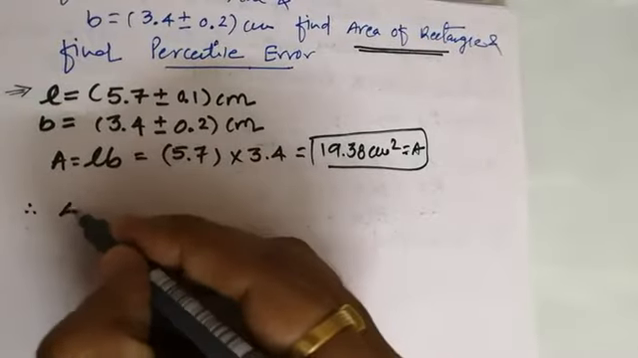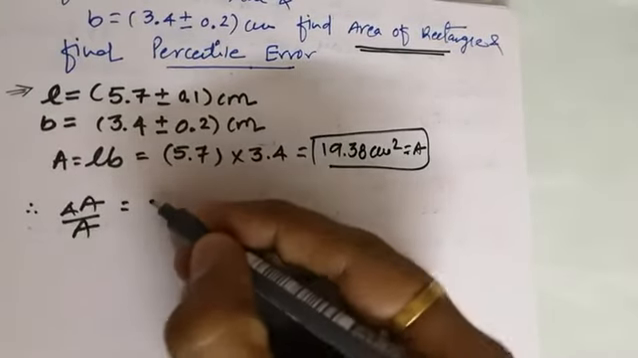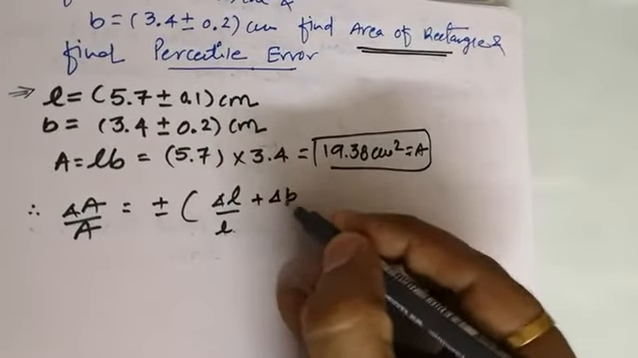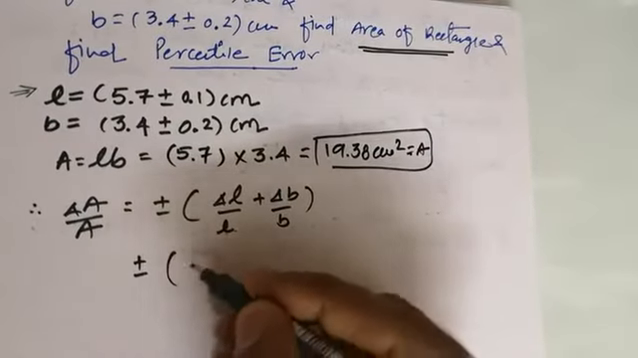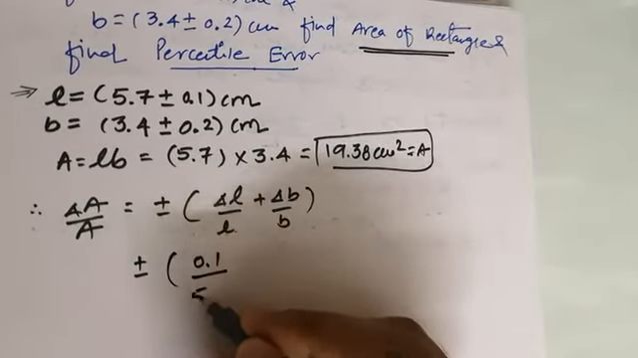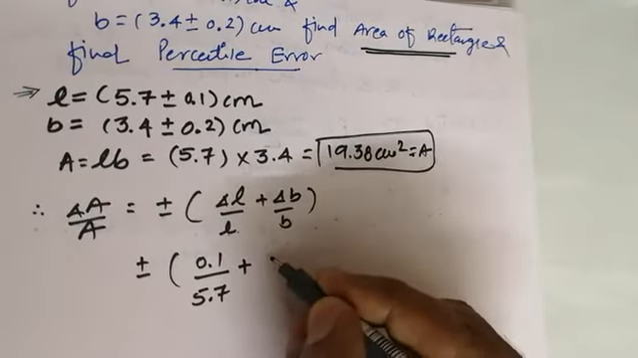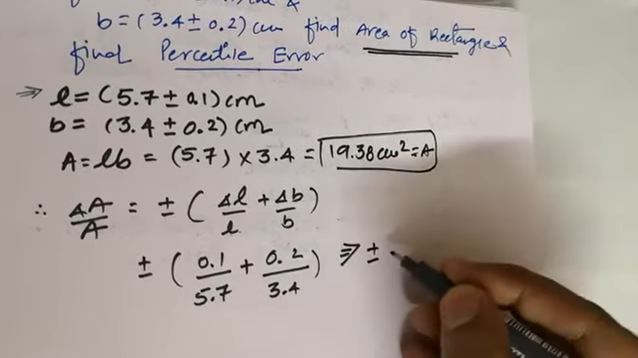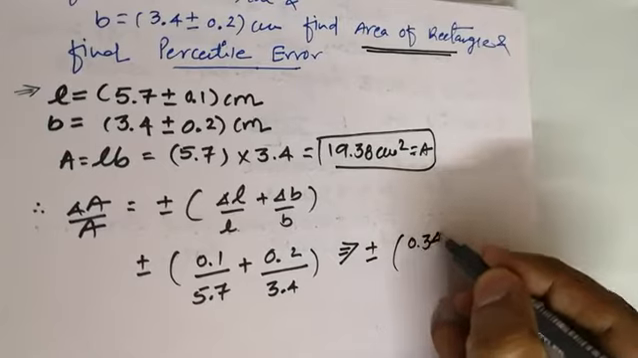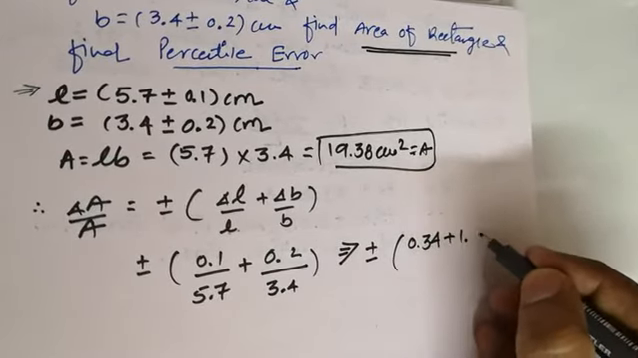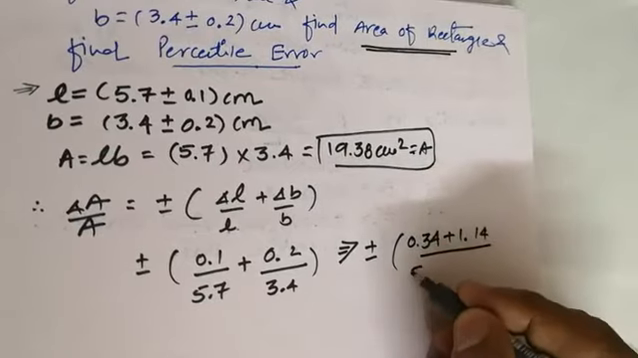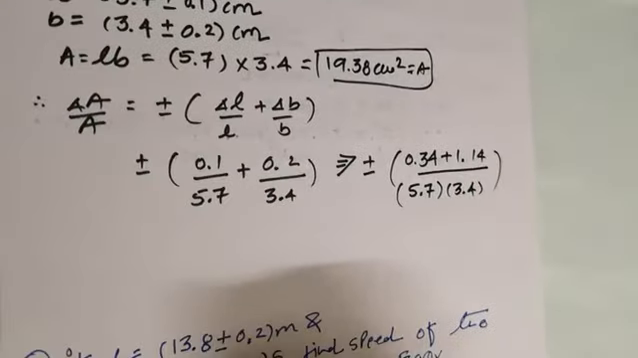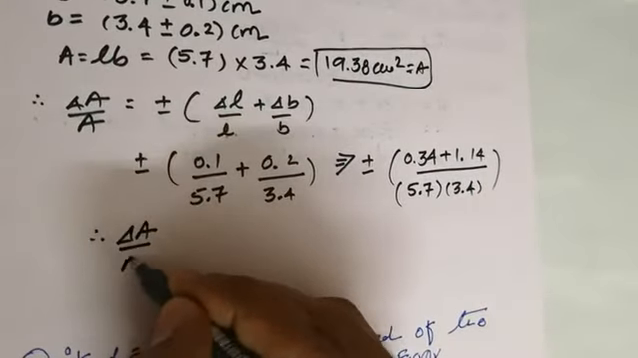Now I want to find delta A by A. You are aware of the data where we are putting delta L by L plus delta B by B. Delta L equals plus or minus 0.1 divided by 5.7, and delta B equals 0.2 divided by 3.4. Taking the LCM, this gives me plus or minus 0.34 plus 1.14 divided by 5.7 multiplied by 3.4.